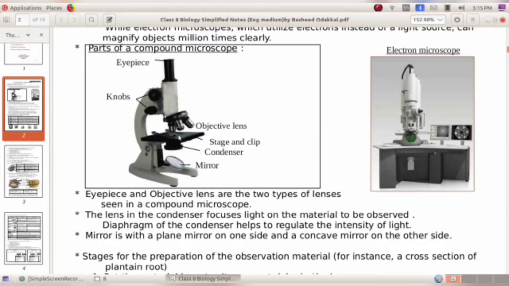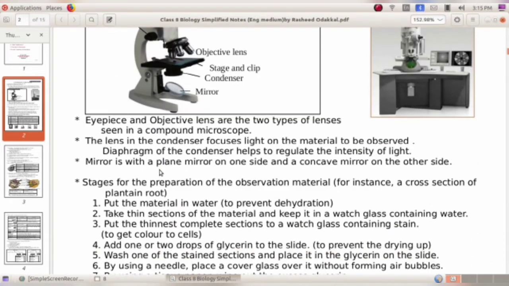Here the material is kept. The place where the material is kept is called a stage, and there is a clip in the stage. Stage and clip. This is the condenser, and the condenser has a diaphragm which helps to regulate the intensity of light. This is the mirror. The mirror has a plane mirror on one side and a concave mirror on the other side. These are the structural parts of a compound microscope.